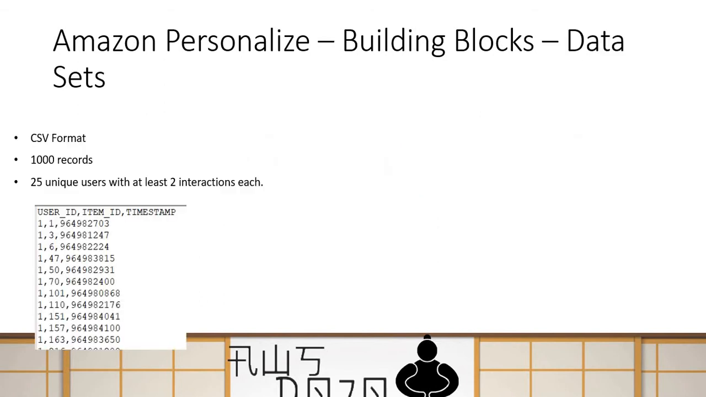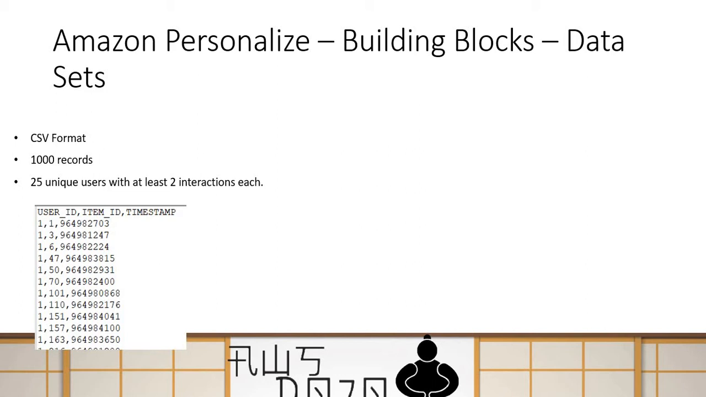When you're talking about a data set, this data set needs to have certain characteristics. For instance, your data has to be in CSV format. You should have at least 1,000 records. You need a certain minimum amount of data so that it can build a model which can be used for recommendation, so you need at least 1,000 records. Suppose these records are for creating recommendations for users. Then you should have at least 25 unique such users.